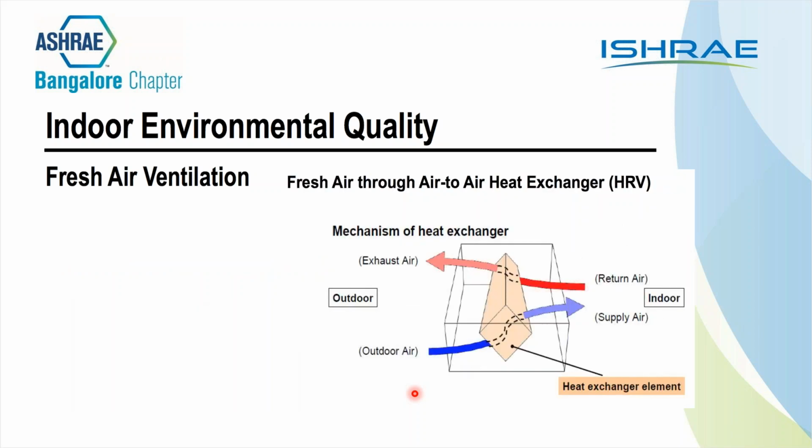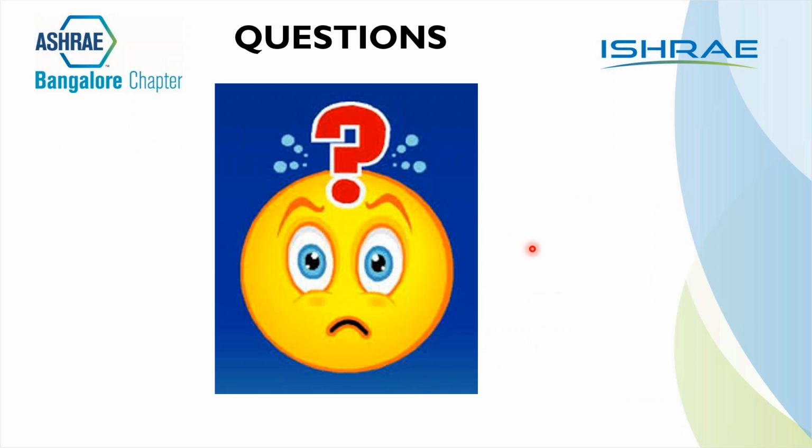So fresh air is required today as per indoor air standards to maintain good indoor air quality or a good indoor environment quality. You need to have a lot of air changes. So it is important for you to have outdoor air or fresh air coming in. So with this, I come to the end of my first presentation.